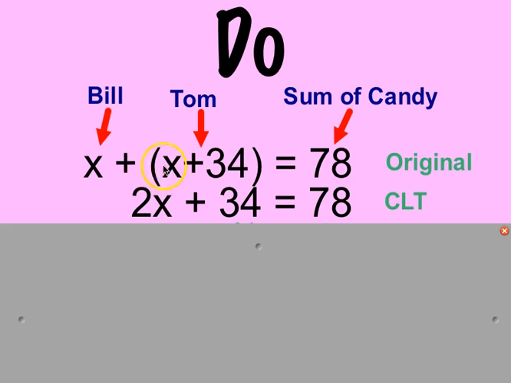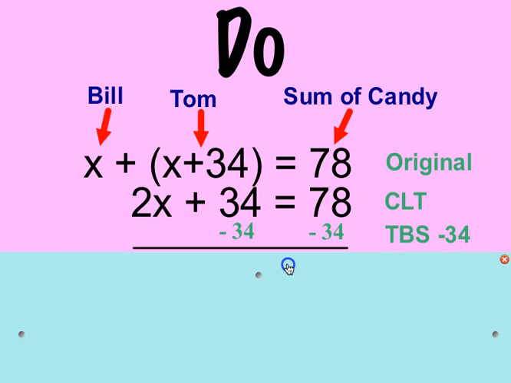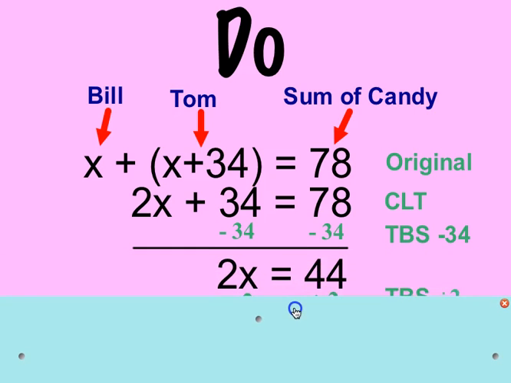So if there's nothing in front of the parentheses, it's a 1. So 1 times X is X, 1 times 34 is 34. So you can basically just drop the parentheses. So when you CLT it, there's 2 X's and there's 34. So now we have to isolate that X. To do that, you have to move the 34 out or get rid of it. So the inverse of adding 34 is subtracting 34. So you subtract 34 from both sides. So now you have 2X equals 44.